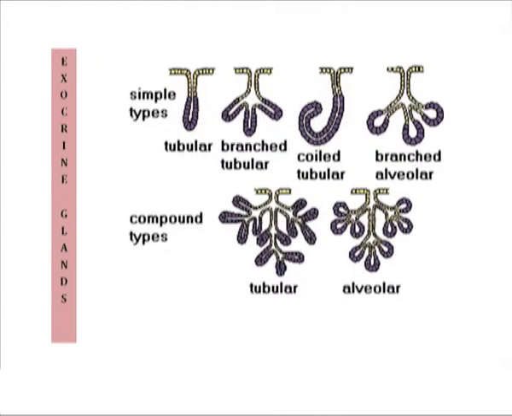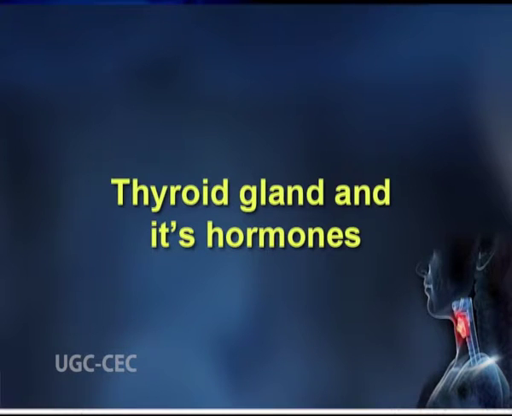Whereas exocrine glands have ducts leading into the lumen of other organs, and they secrete their products through ducts to the target organs. Thyroid is also a gland and it has its hormones.